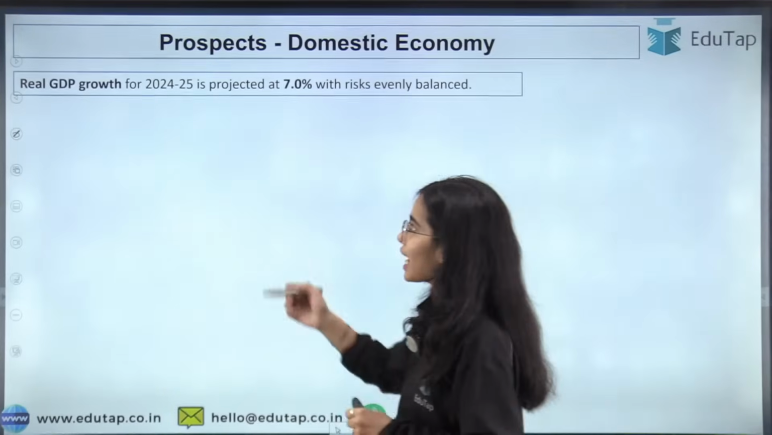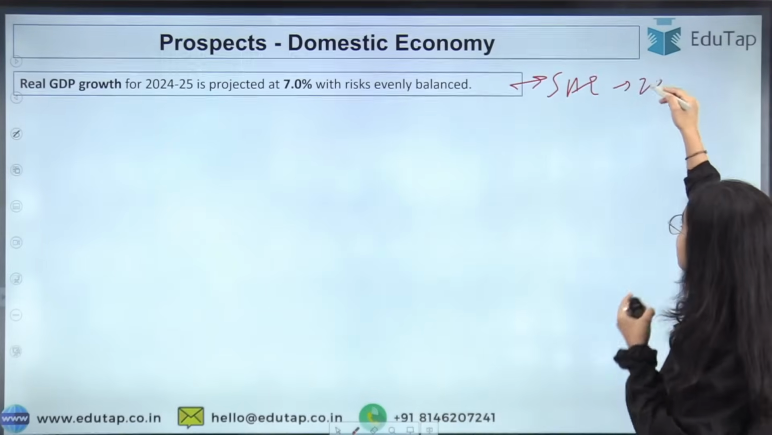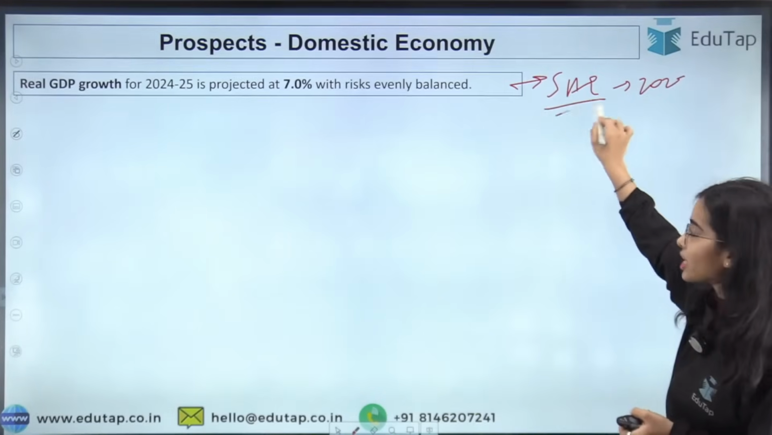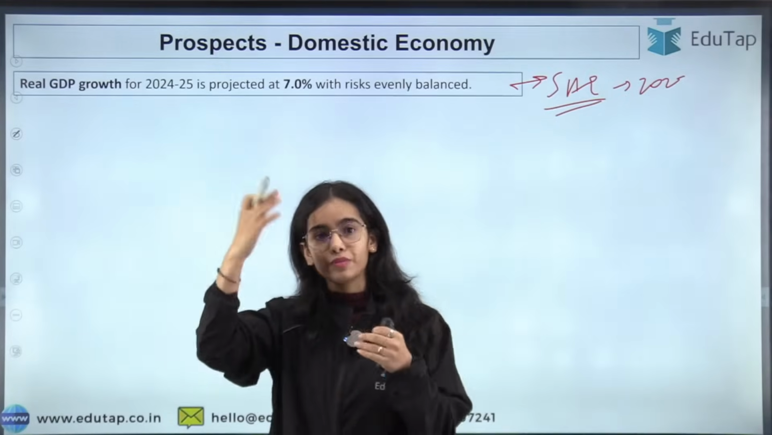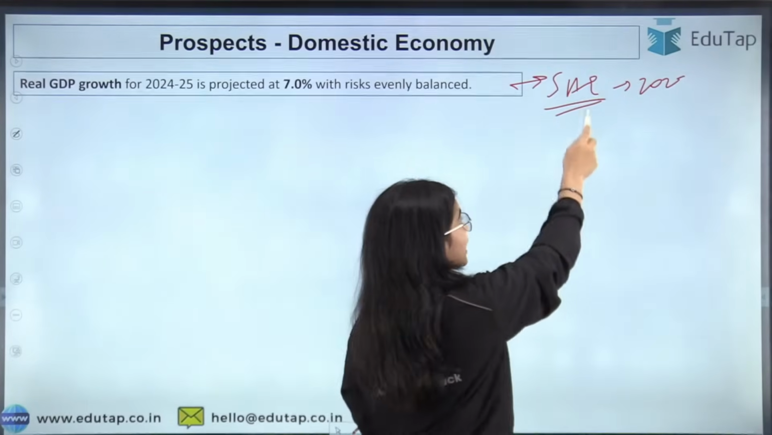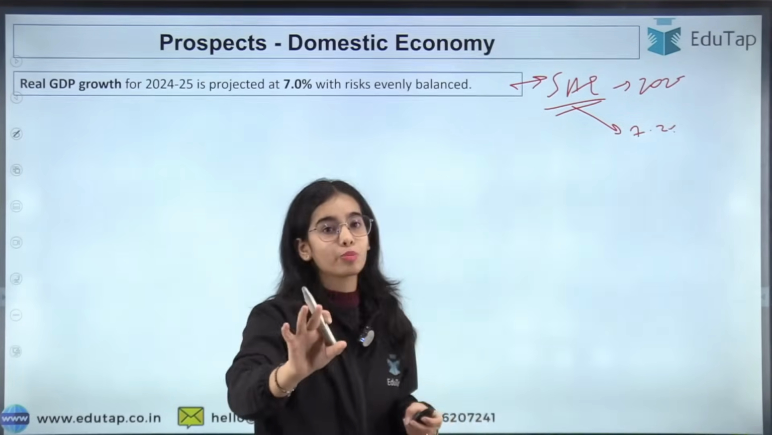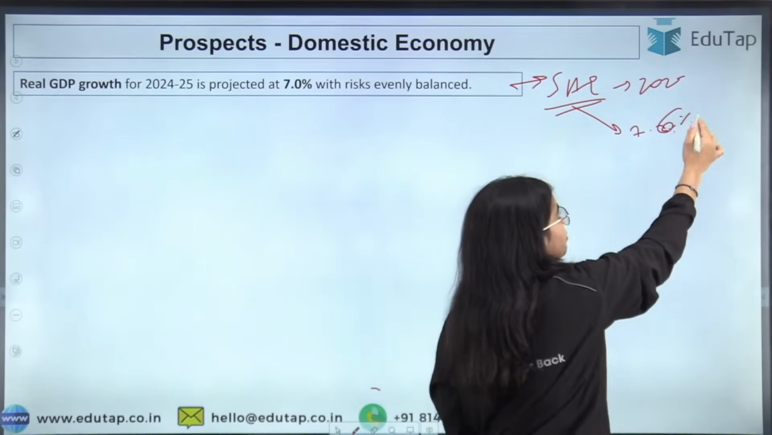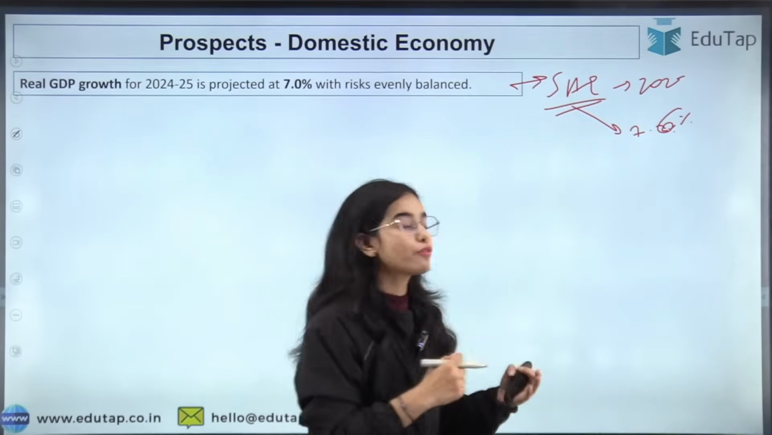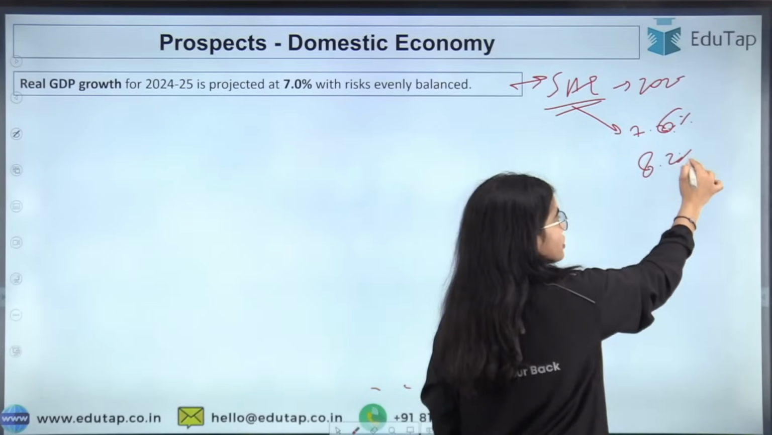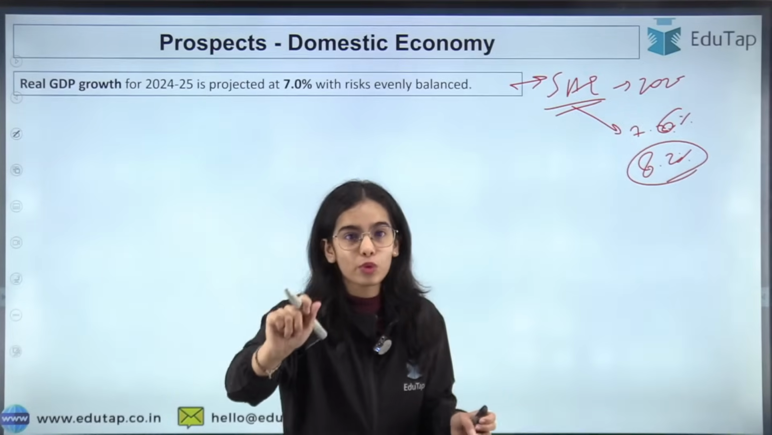So real GDP growth as per the second advanced estimates released by the NSO for 2023-24, the data given was that our economy has grown by 7.2% in 2023-24. Sorry, 7.6%. But the provisional estimate said that our economy in 2023-24 has grown by 8.2%. Now, we are starting with 2024-25.